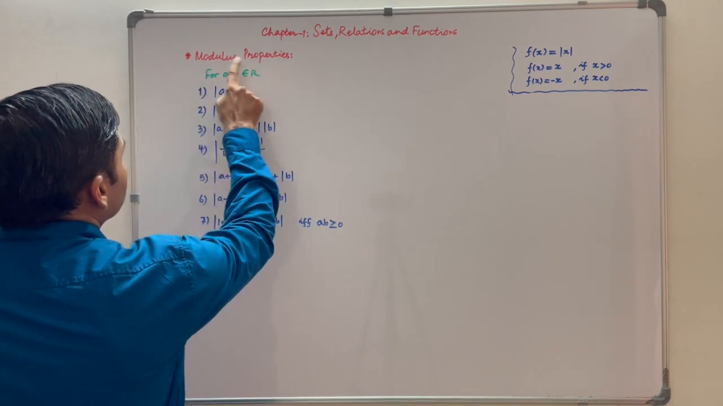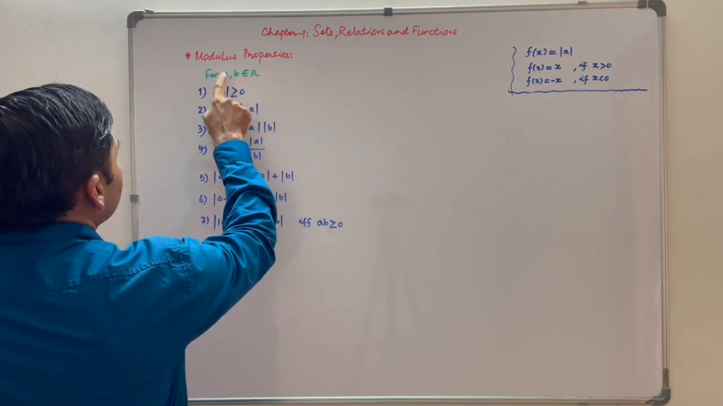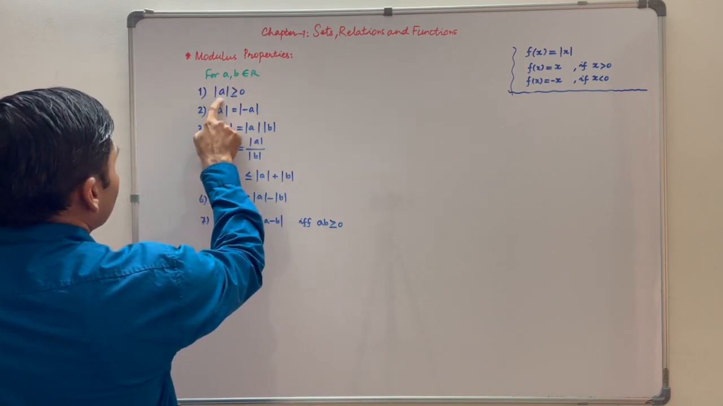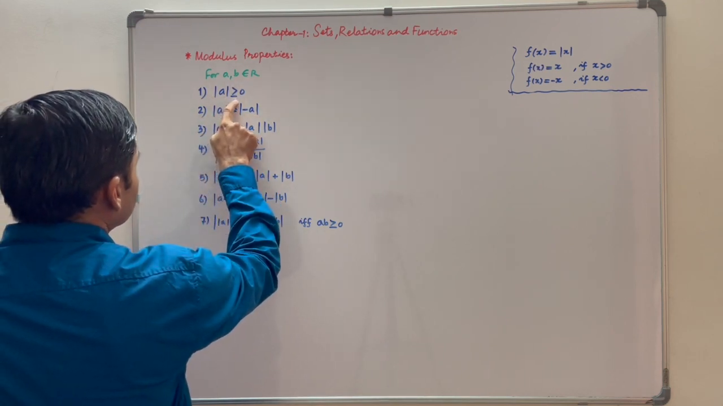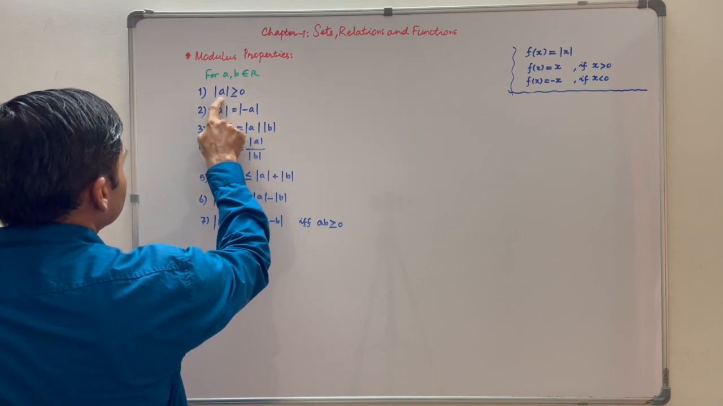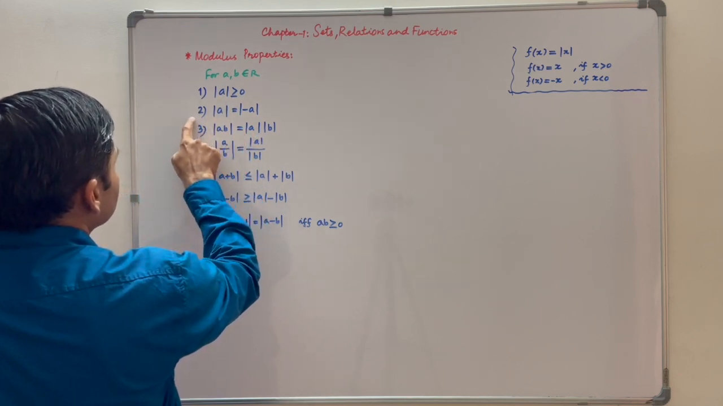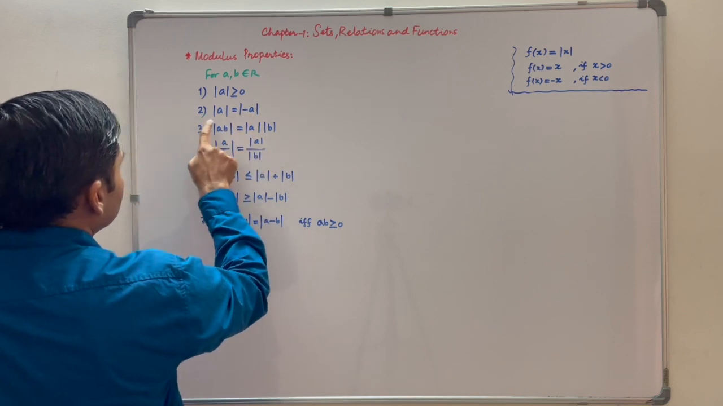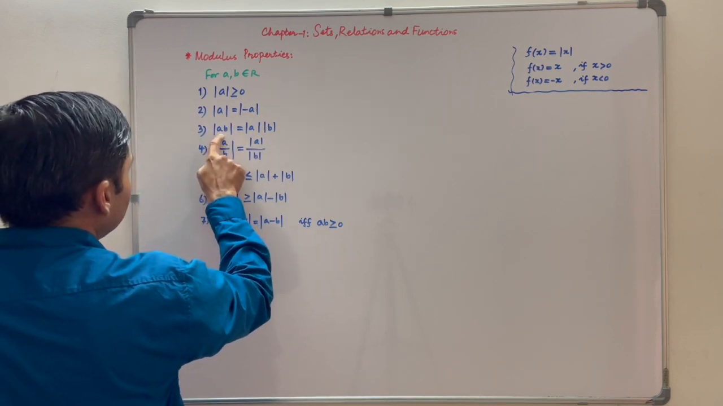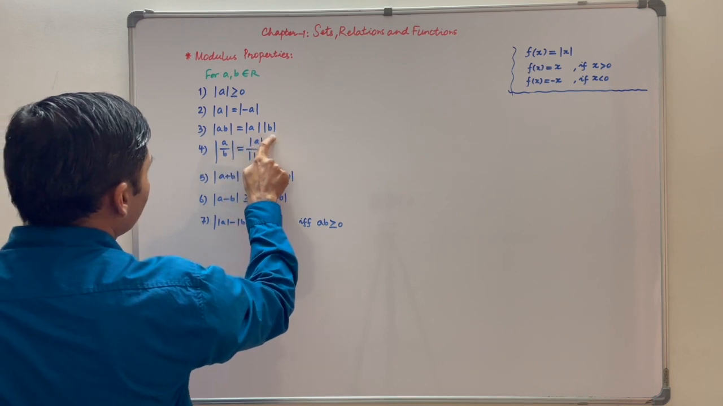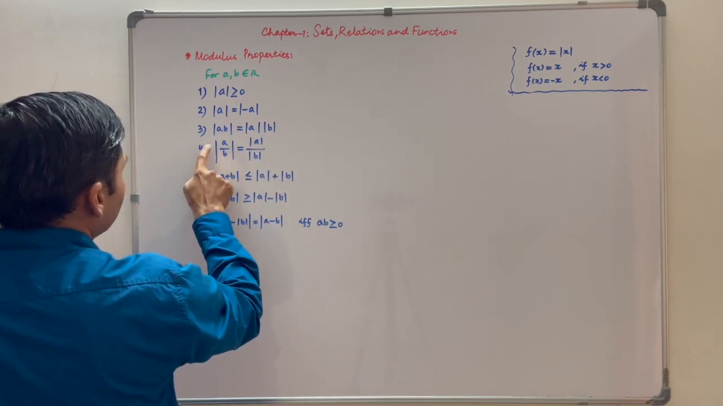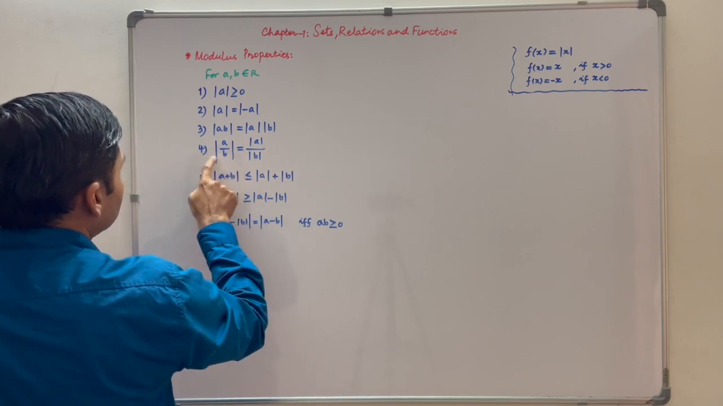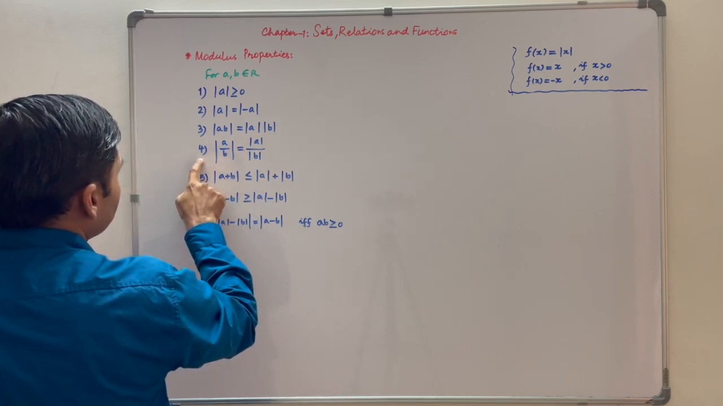There are 7 properties of modulus. For any A, B which are real, first property, mod of A is greater than or equal to 0, means mod of any number is always positive. Second, mod A is equal to mod of minus A. Third, mod of AB is equal to mod A into mod B. Fourth, mod of A by B is equal to mod A upon mod B. This property we have just used.